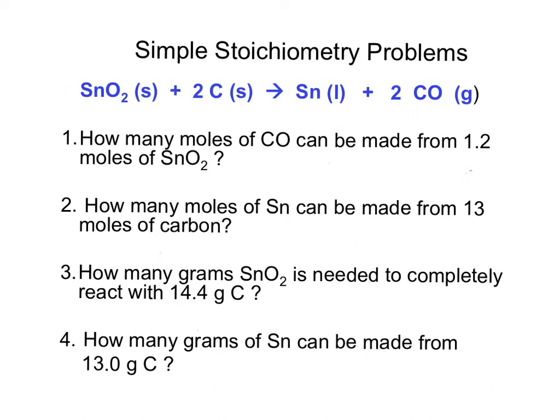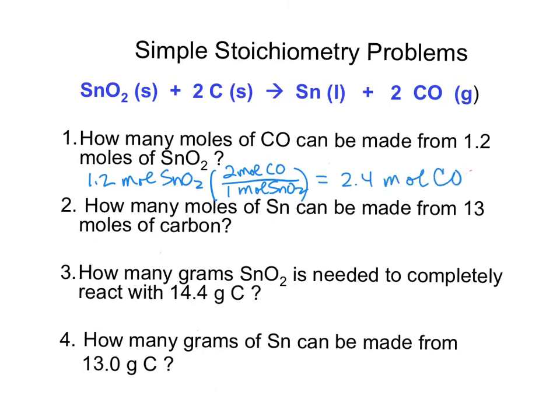That's the idea. But then you want to use the factor label method, or the dimensional analysis method. You start with what you have, 1.2 moles tin(IV) oxide, and then you take the ratio of the coefficients in the balanced chemical equation. So you want to say that there are 2 moles of carbon monoxide for every 1 mole of tin(IV) oxide, and that'll give you the 2.4 moles of CO. So this is a way to do it with the units canceling out that you don't need, and you end up with the units that you want, which are moles of carbon monoxide.